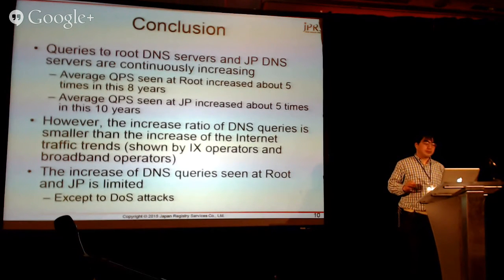And this is my conclusion. Queries to root DNS servers and JP DNS servers are continuously increasing. Average query per second seen at root increased about 5 times in these 8 years, and average query per second seen at JP increased about 5 times in these 10 years.